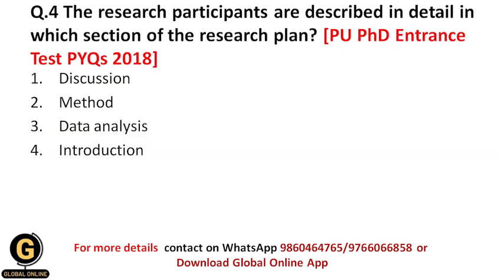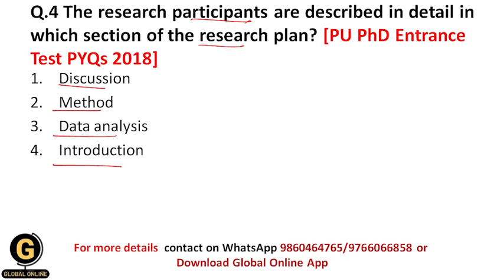The research participants are described in detail in which section of the research plan? Now, in which section of the research plan are research participants described in detail? Meaning the information about research participants is described in detail. Whether it is discussion section, method section, data analysis section or introduction section.